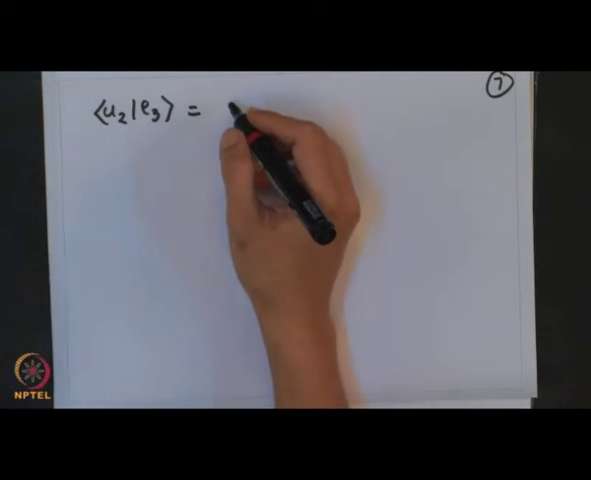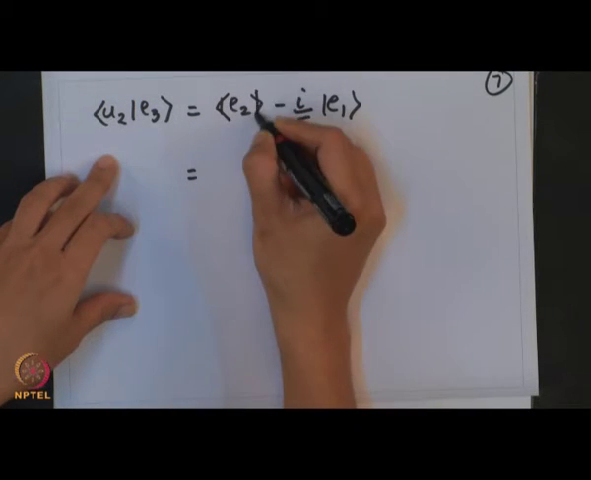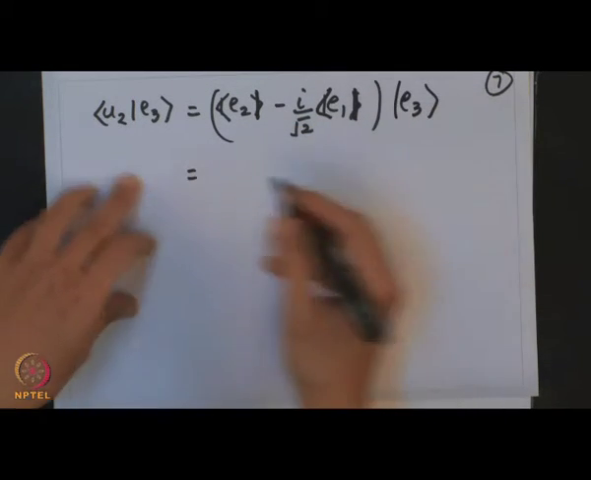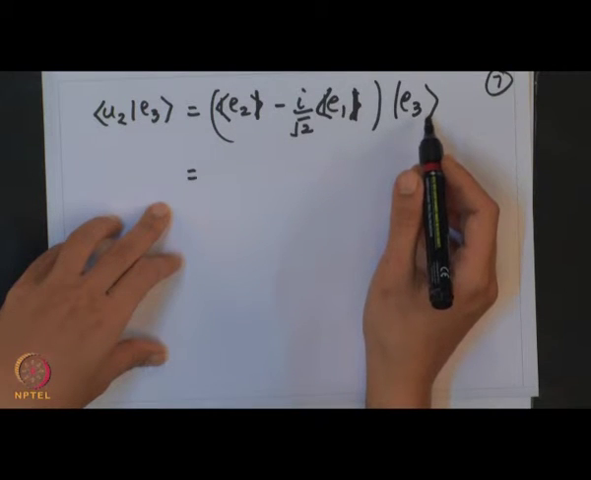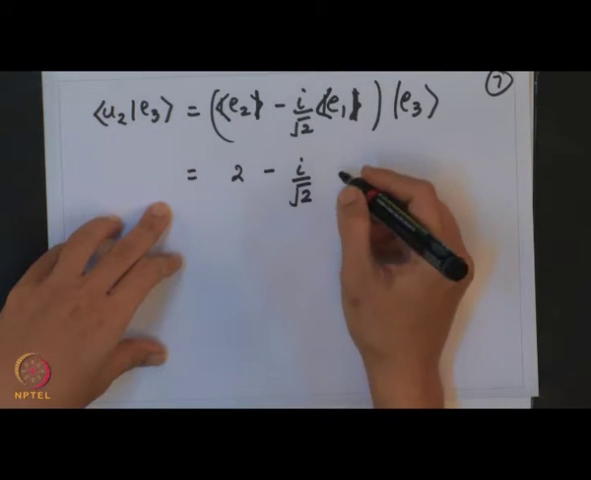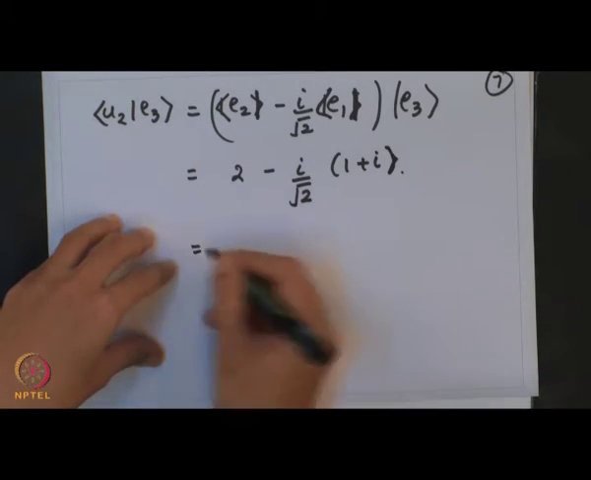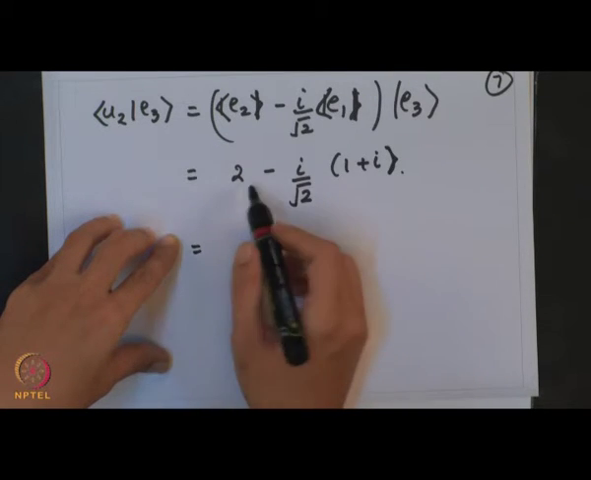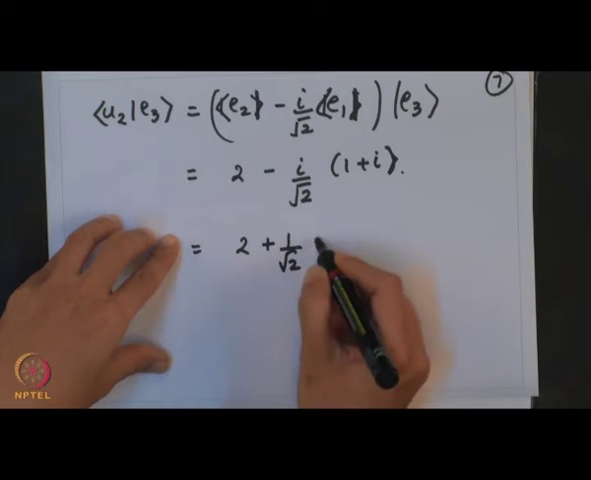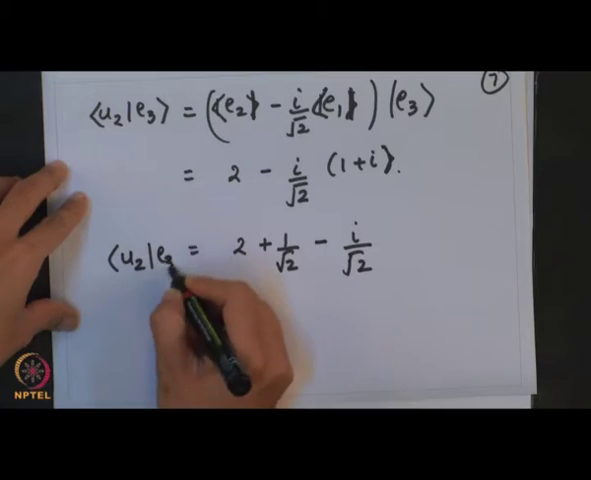U2 on E3 will be nothing but, what was my U2? U2 was this, times E3. So, this E2 on E3 we have it as 2. So, 2 minus i by root 2, and E1 on E3 is 1 plus i. Okay. So, I can write this as minus i, so this will be plus i. So, 2 plus 1 by root 2 minus i by root 2.